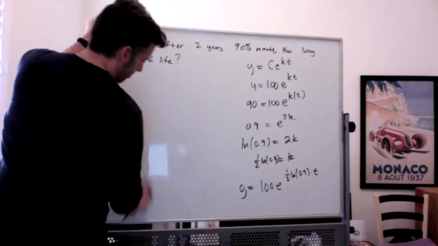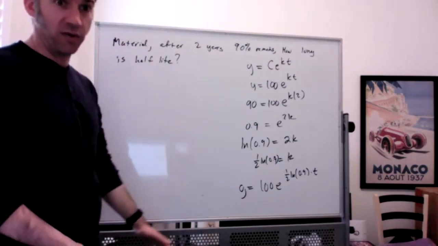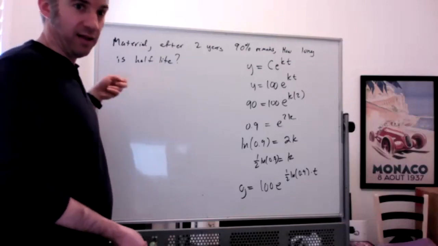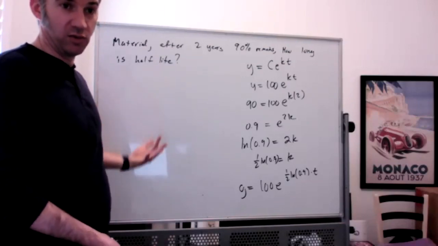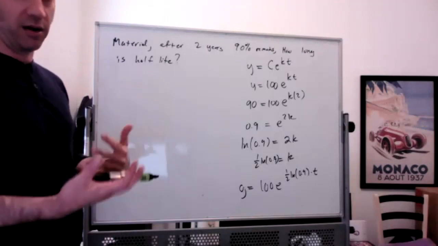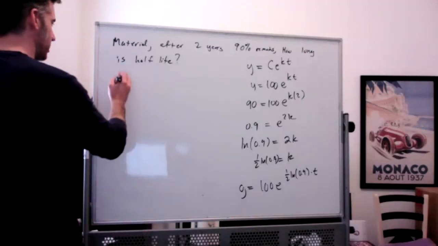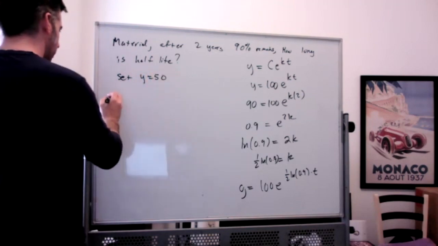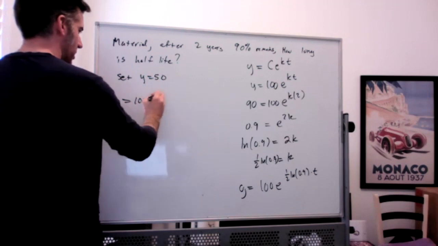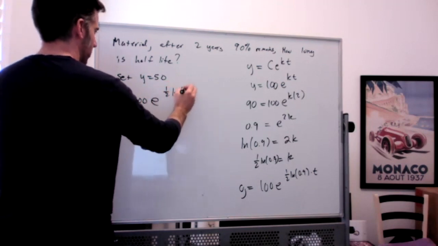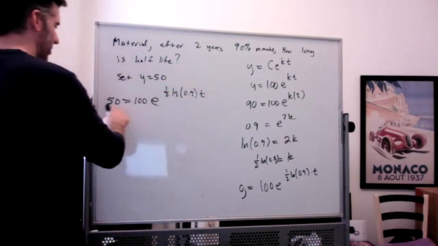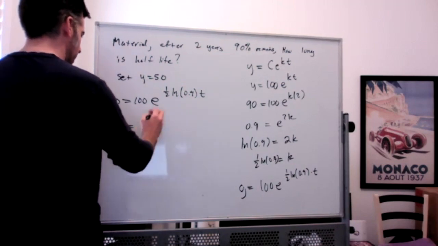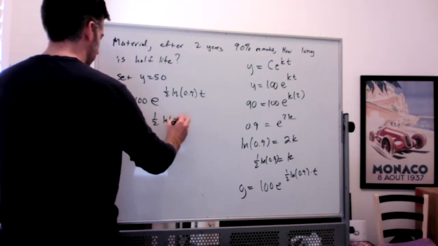I do recommend when you have these kind of exponential growth or decay problems, writing this table, writing the time and the amount, and writing down the things you know for each of them, and then filling in what you don't know. I feel like that really helps me clarify what I'm looking for. So I'm going to set y equal to 50, half of what I'm starting with. So then 50 equals 100 e to the 1/2 natural log of 0.9 t. Divide both sides by 100. 50 divided by 100 is 1/2 equals e to the 1/2 natural log of 0.9 t.